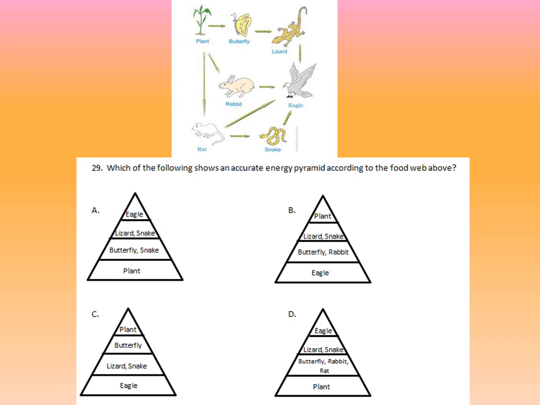Number 29. Which of the following shows an accurate energy pyramid according to the food web above? A, B, C, or D?